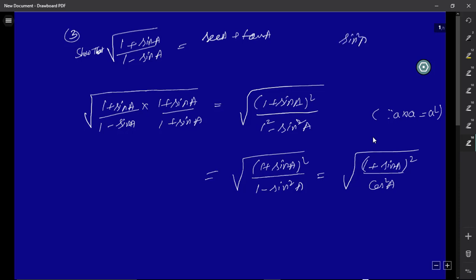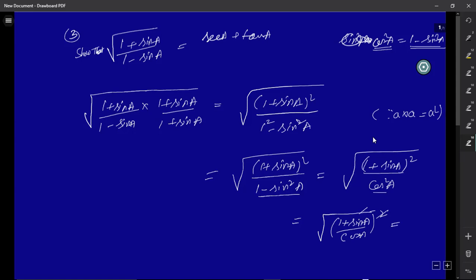If I take sine square a to the right hand side, it becomes minus sine square a. So 1 minus sine square a is cos square a, and in its place I'm writing cos square a. Now the numerator has a square and the denominator also has a square, so I can take it as a whole square: 1 plus sine a by cos a, whole square.